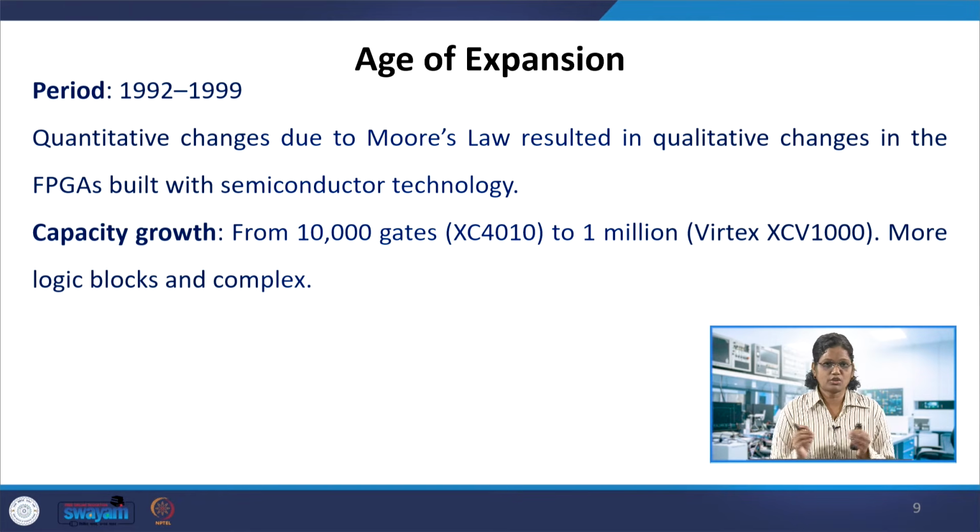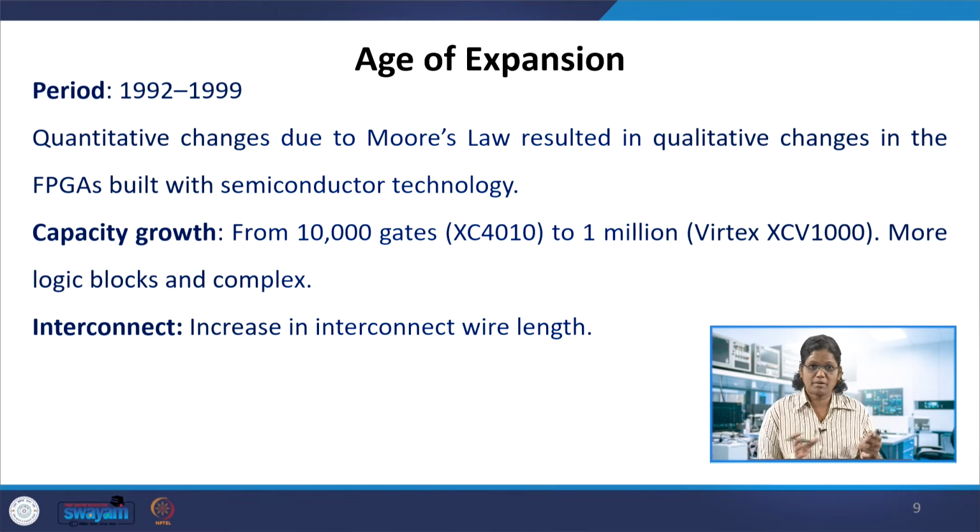So one is the LUT growth, that is the capacity growth from the 10,000 gates of the invention age to 1,000,000 gates. We can see from the XC4010 to the Virtex XCV1000 with 1,000,000 gates, where larger FPGAs were available in this duration, with more logic blocks and complex blocks also. So this is one expansion which happened in this age of expansion.